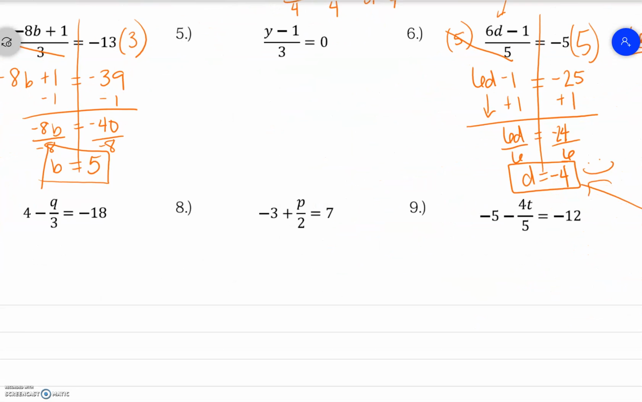All right, last one together. I did not do this one in the video. Number 8. Again, when we are solving, we're working from the outside in. So right now, p is being divided by 2, which is being added to -3. So we have to take care of the -3 first, then the 2.